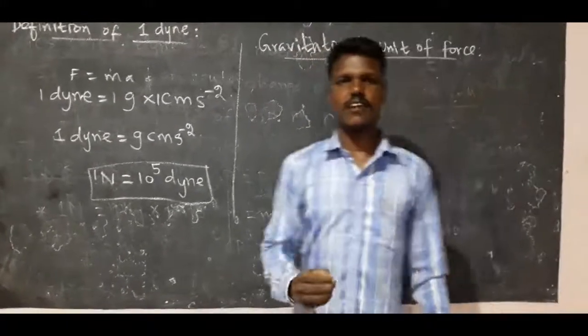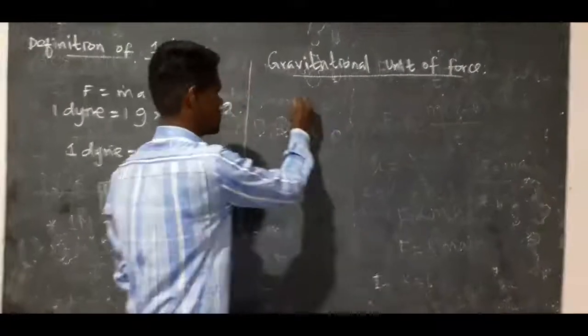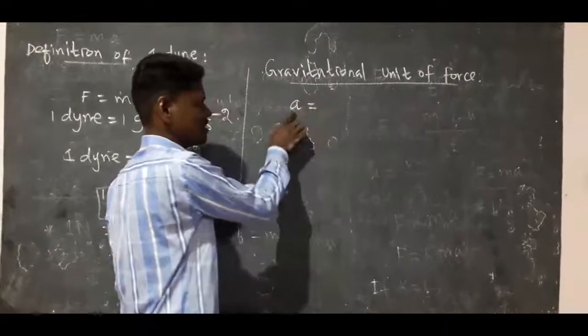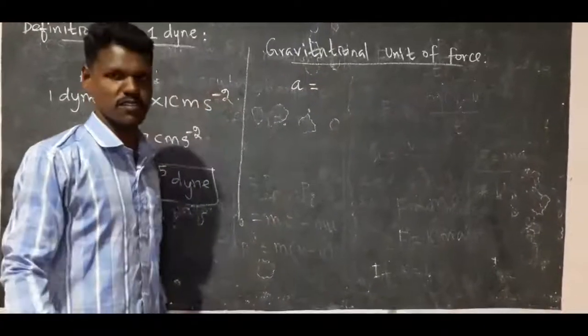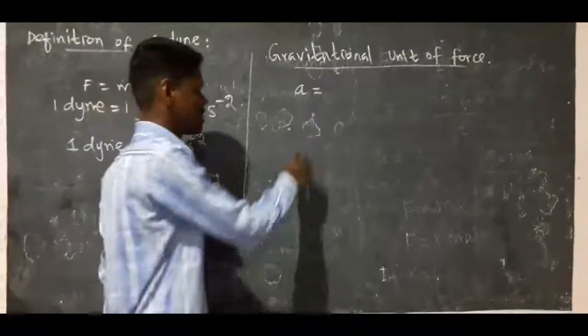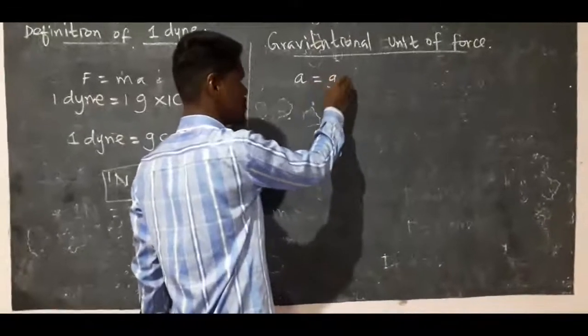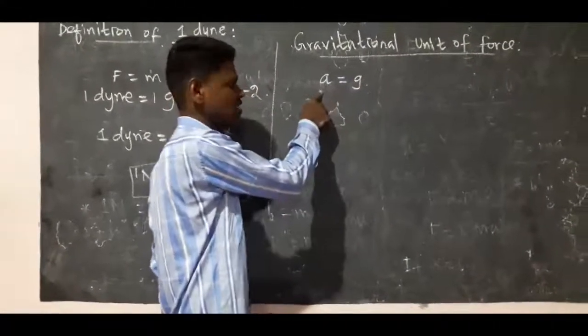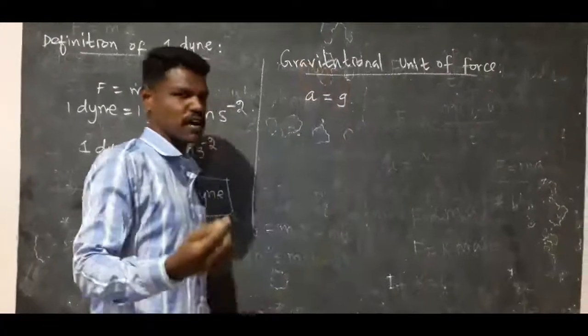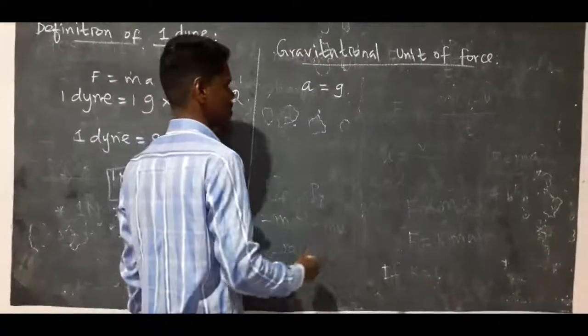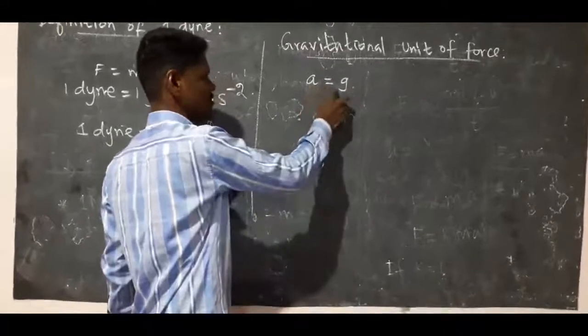So, gravitational unit of force. Already here, acceleration, in that A we have to take from the law of motion. In ninth itself we studied that A is equal to acceleration due to gravity. So this is the acceleration we have to consider, that is acceleration due to gravity. We can take it as A is equal to g.